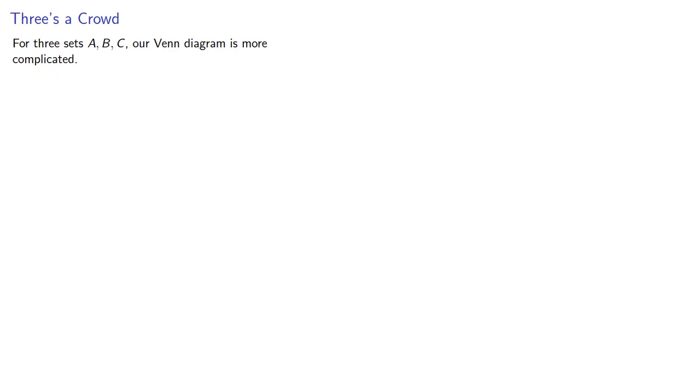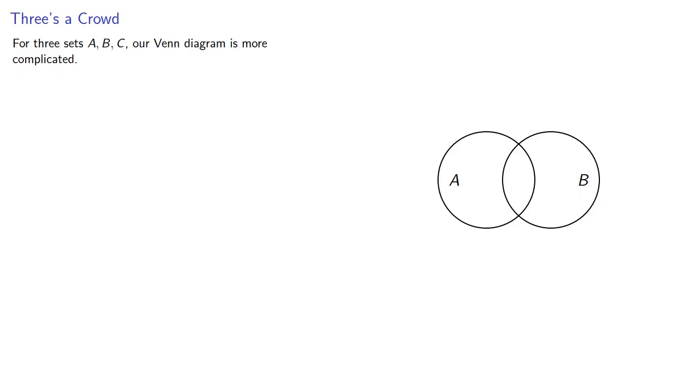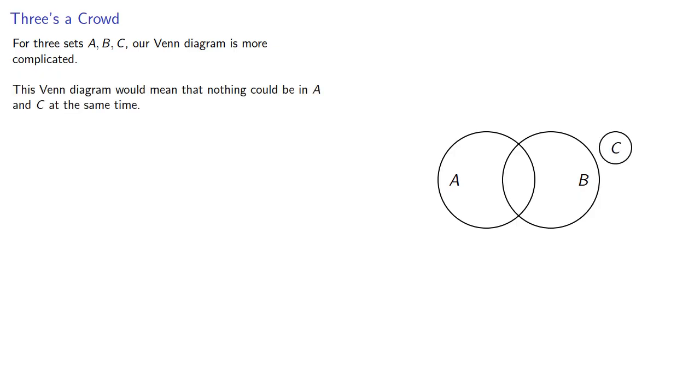For three sets A, B, and C, our Venn diagram is going to be a little bit more complicated. In particular, if we want to draw a generic Venn diagram, we have to be careful how we place that third set. So we might begin with our generic Venn diagram for two sets, and then try and figure out where we might place a third set. But if we place set C here, then this Venn diagram would mean that nothing could be an A and C at the same time.